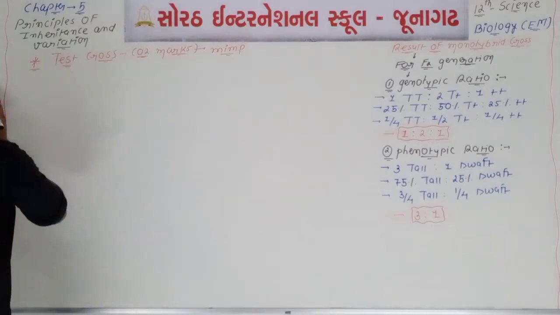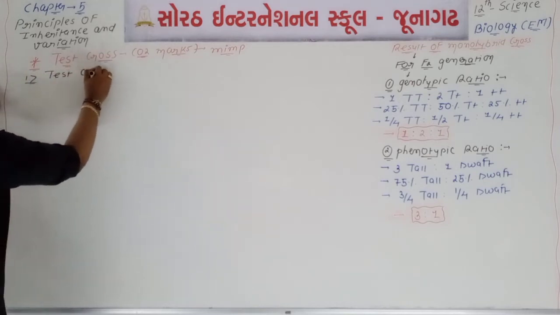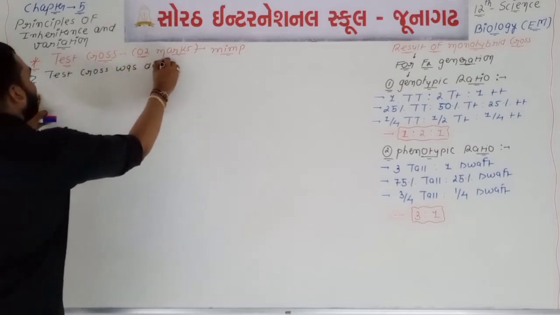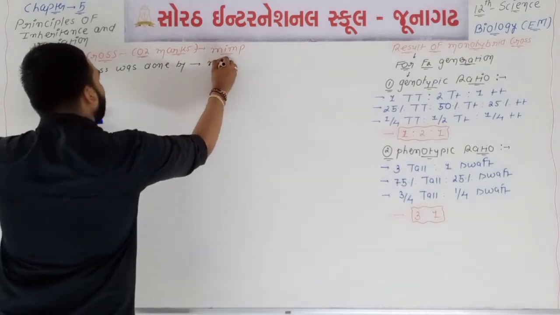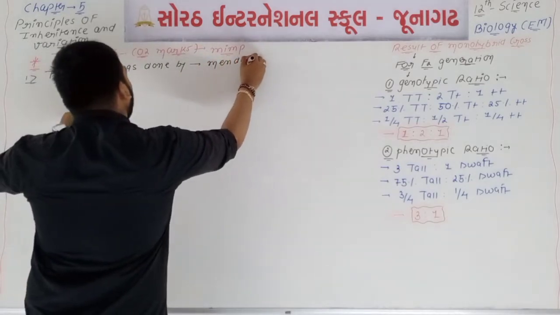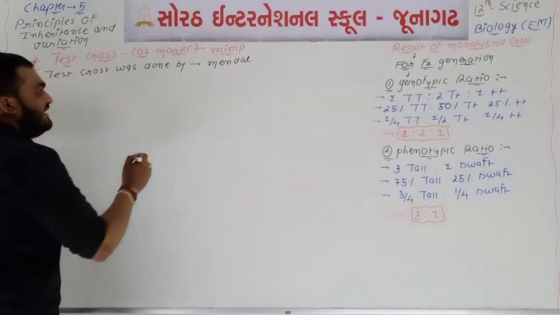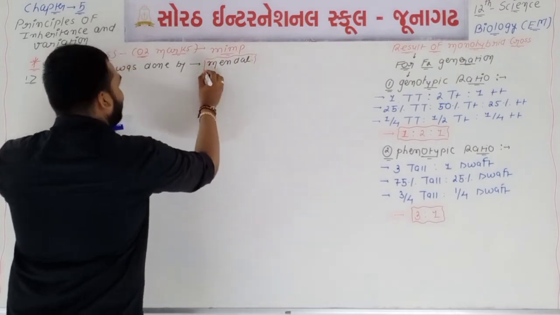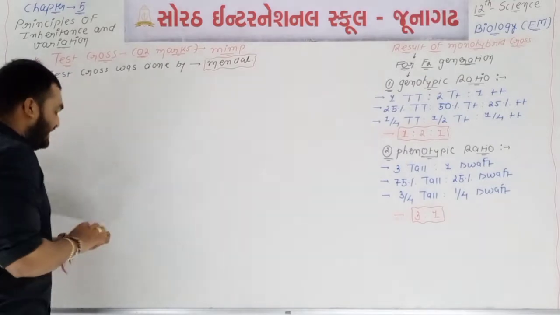First point: the test cross was done by Gregor Johann Mendel. It is a one-liner question: the test cross was done by blank. The test cross was done by Gregor Johann Mendel.